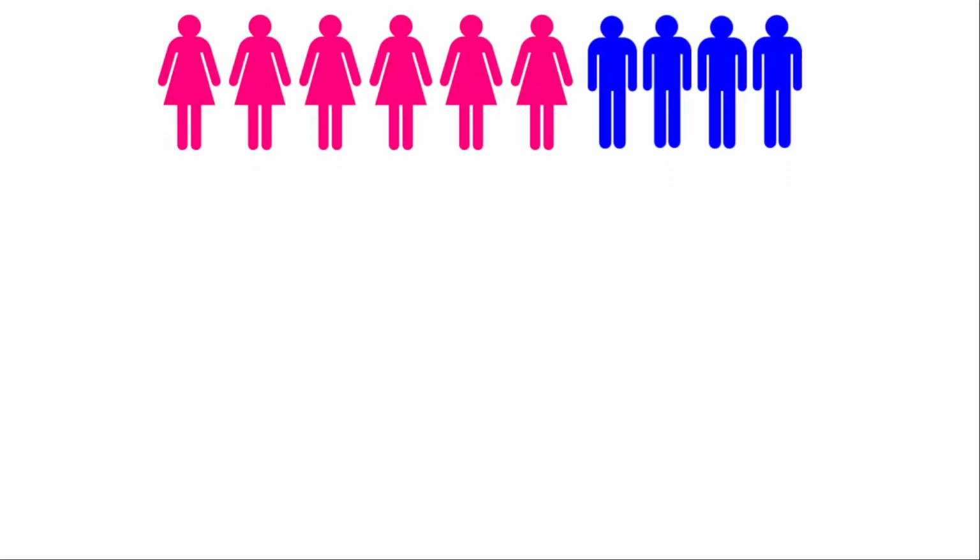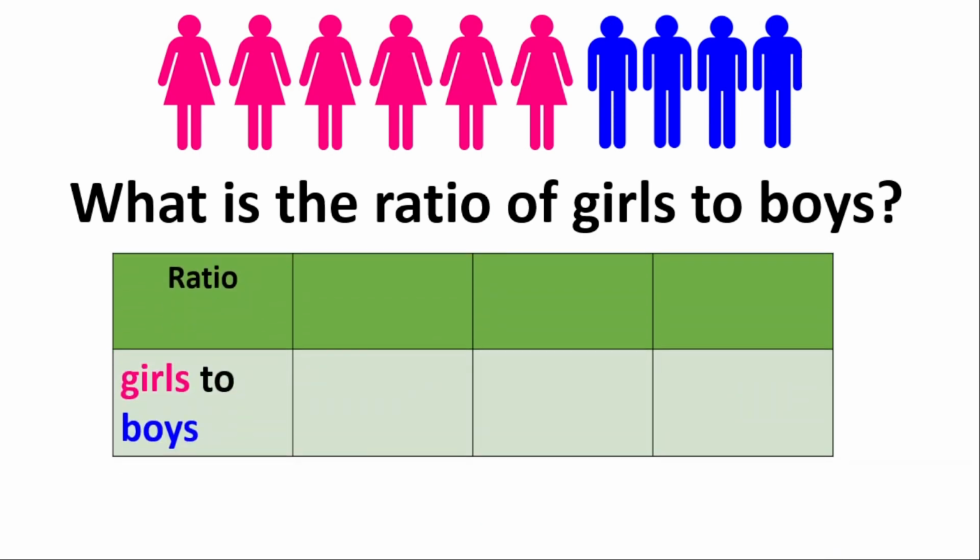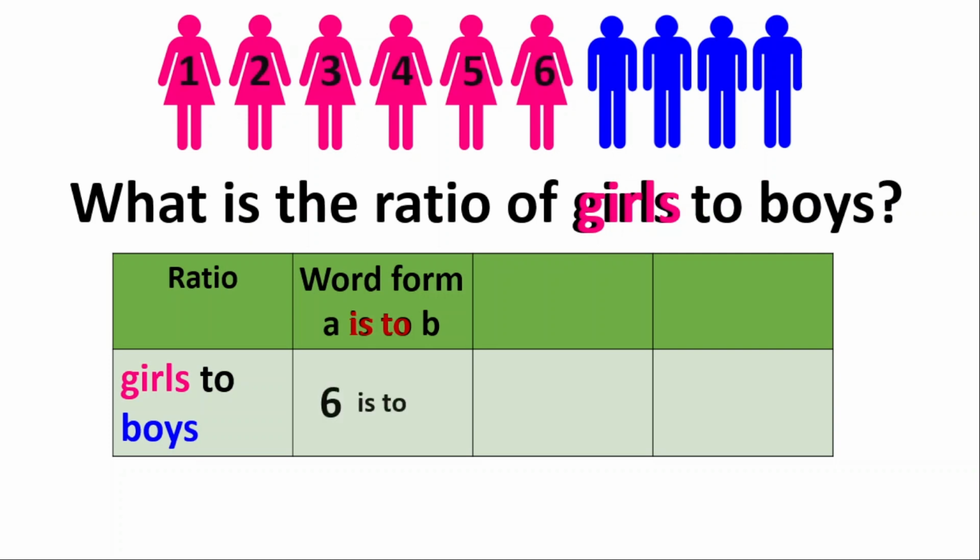Let's say that there are 10 students in a classroom and we want to find out the ratio of girls to boys. Ratio can be written in 3 formats. The first form is the word form, where the phrase "is to" is used to compare two quantities. Remember that the first quantity mentioned will be the first one to write. So we will count the number of girls first, which is 6. Write the phrase "is to", and then count the number of boys, which is 4. So the ratio of girls to boys is 6 is to 4.